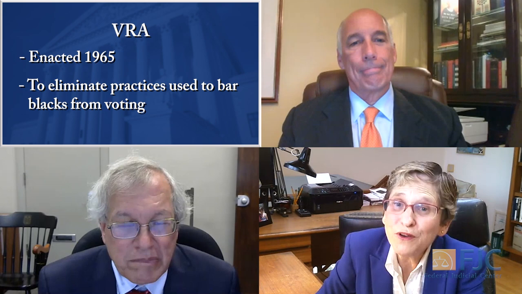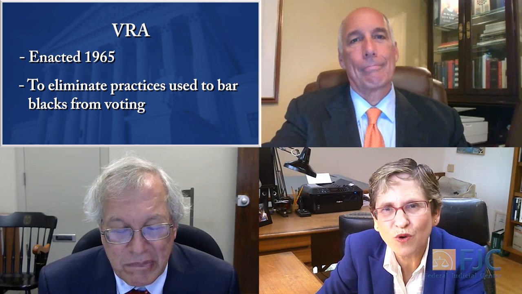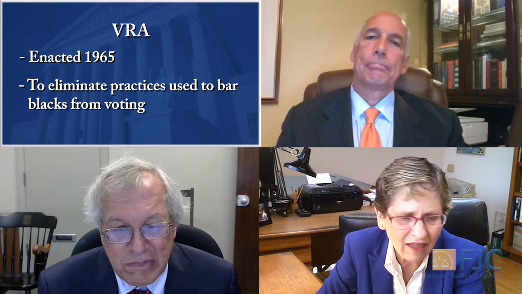Laurie, for the first time, the court applied Section 2 of the Voting Rights Act to time, place, manner voting restrictions. Can you tell us about the act first and then how it was applied to these cases, please? Yes, Jim. The Voting Rights Act, which was passed in 1965, was aimed at eliminating the historic practices and procedures designed to bar Blacks from voting in elections. And there are two key provisions at play in that act.